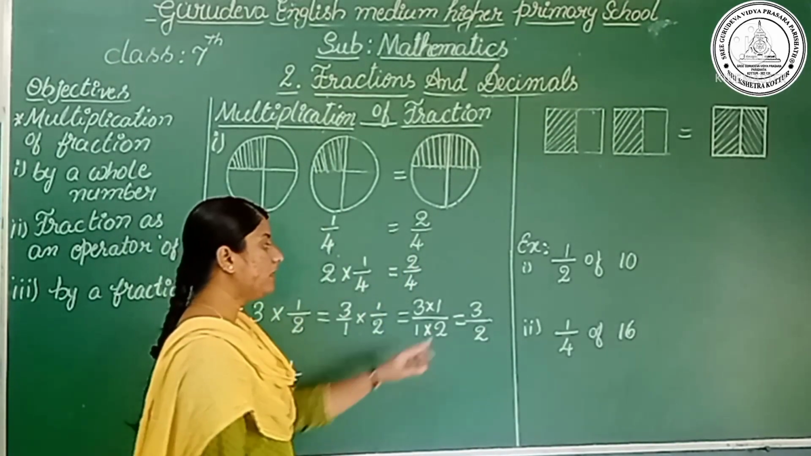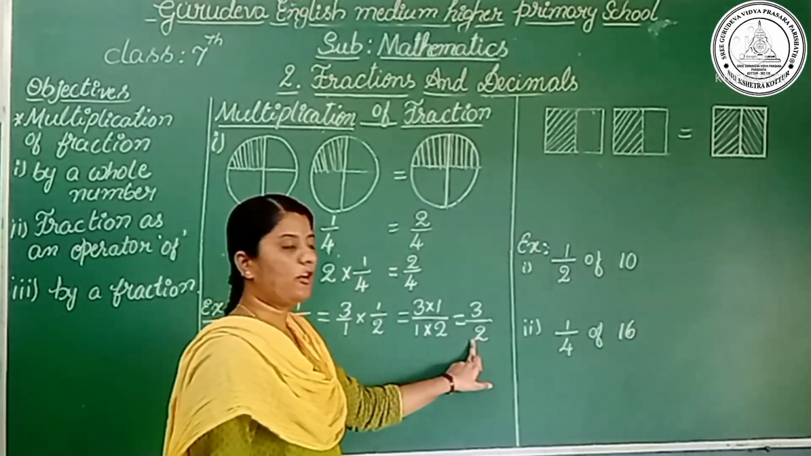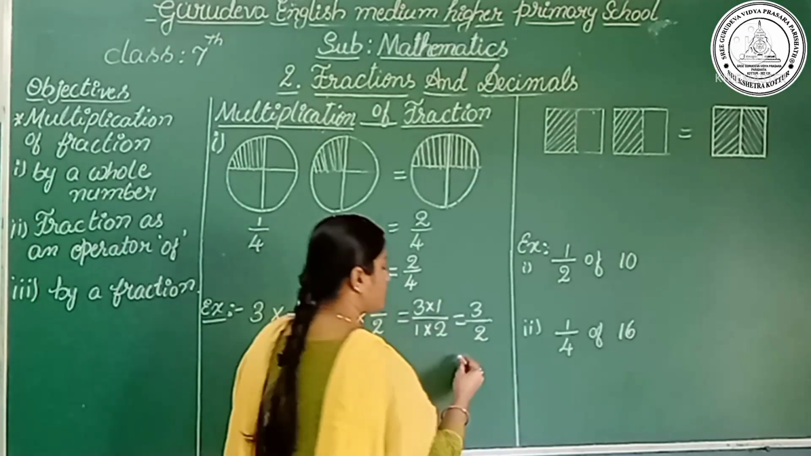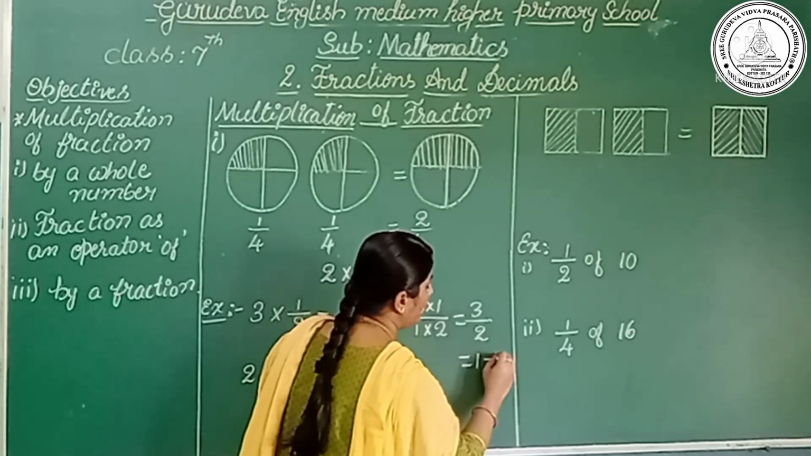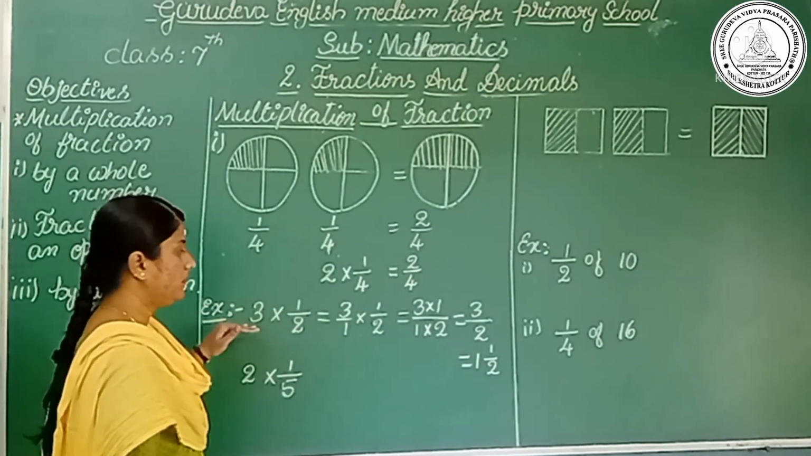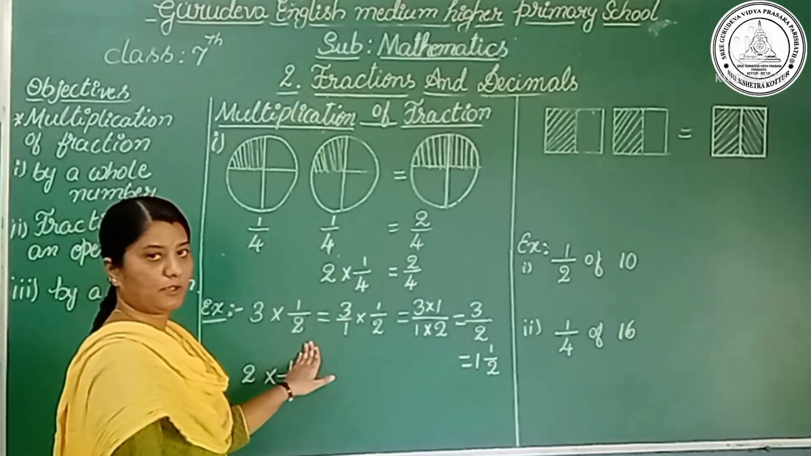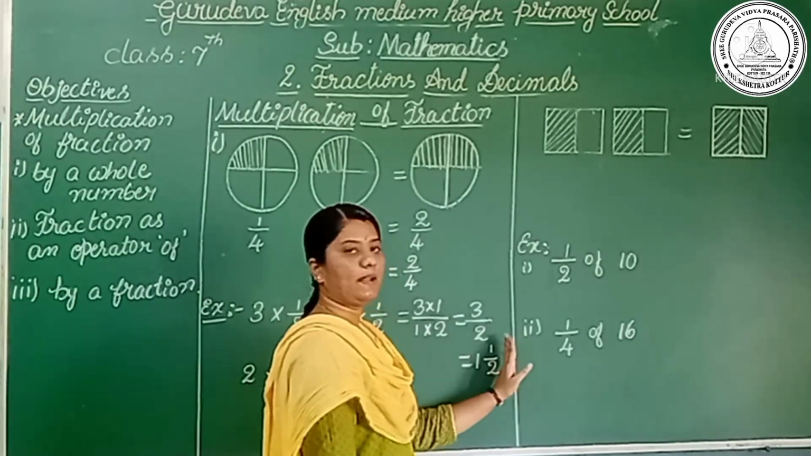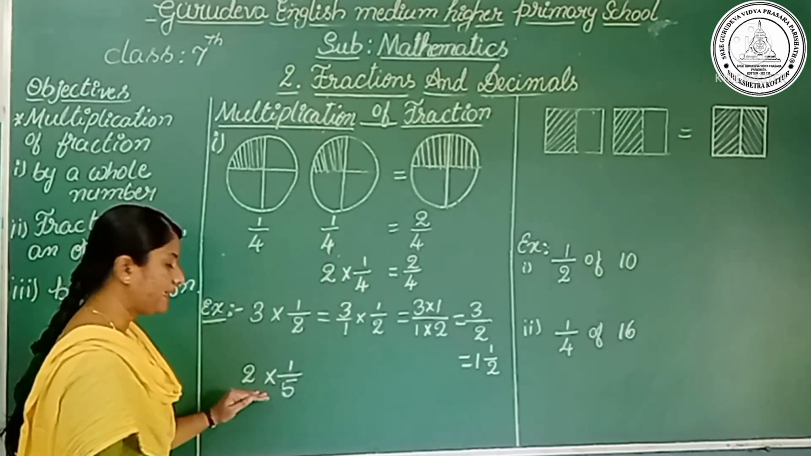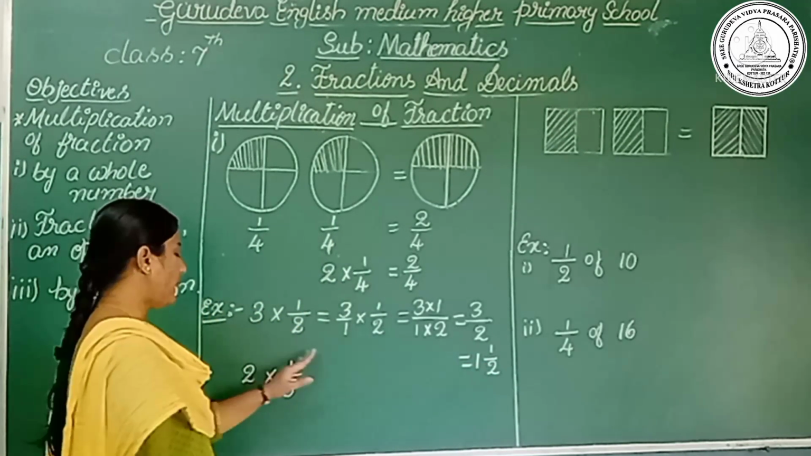You may observe here that 3 by 2 is an improper fraction. We have to convert this into a mixed fraction. It can be written as 1 whole 1 by 2. So 3 times 1 by 2 is equal to 1 whole 1 by 2, which is the product. Clear? Then the second product is 2 into 1 by 5.